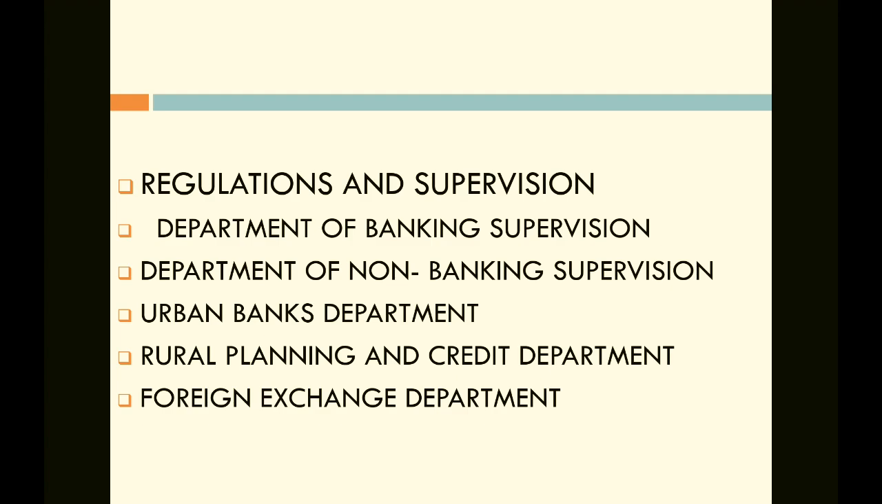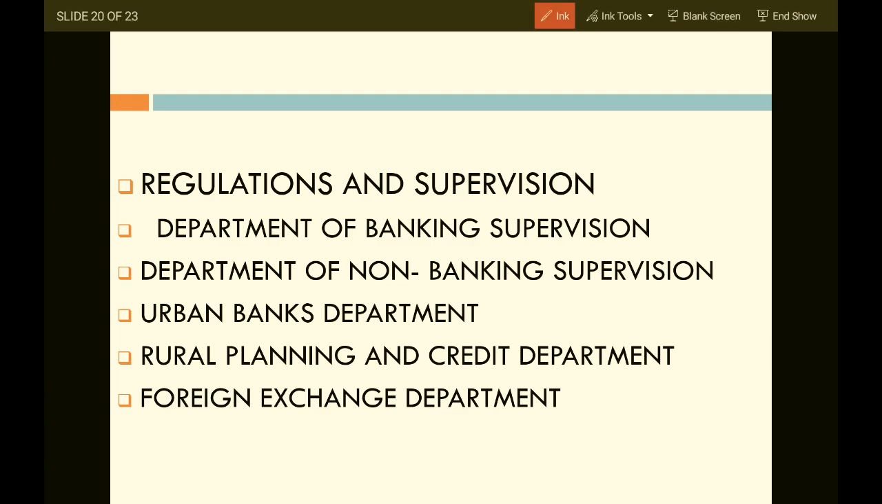Regulation and supervision: the department of banking supervision checks whether all banking regulations are being handled effectively and efficiently around the country. Then the department of non-banking supervision, the urban banks department, and the rural banks department. Very important, the cooperative banks are working effectively, granting loans at a low rate of interest. There is an increase in entrepreneurship, loans are provided to small scale enterprises, contributing to GDP, GNP and per capita income, and removing regional disparity. All these things are handled by the urban banks department, the rural planning and credit department, and the foreign exchange department.